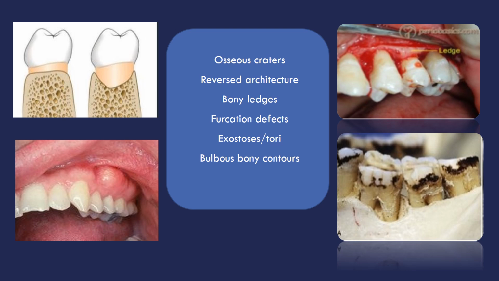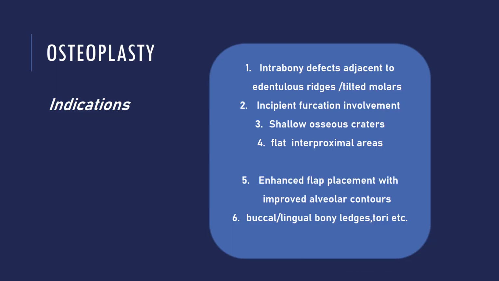So coming to the other types of osseous defects that need osseous resective surgery, that is osseous craters, reversed architecture, bony ledges, furcation defects, exostosis or tori, and bulbous bony contours. These are all details we already covered in the previous chapter, so I am not going into the details of it. Coming to the procedure directly, osteoplasty we already covered, so what are the indications for osteoplasty?